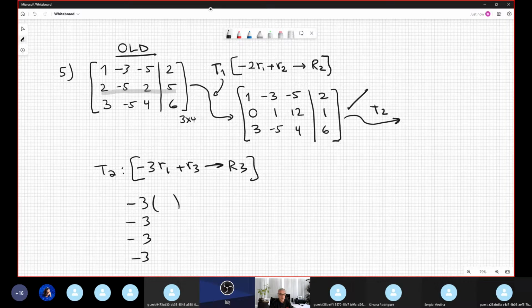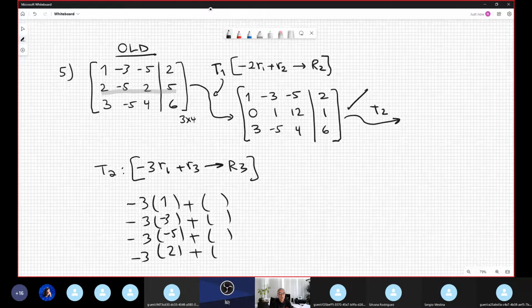So I copy again -3 four times. Again, I copy each element in row 1: 1, -3, -5, and 2. I copy this row, the horizontal, as vertical. I don't know, because I see it more clearly. Adding the elements in row 3, which are 3, -5, 4, and 6.